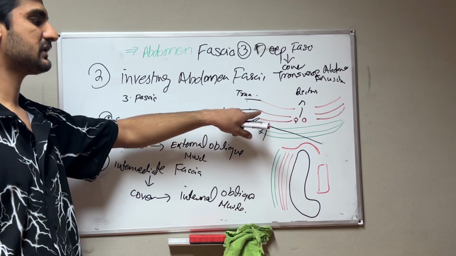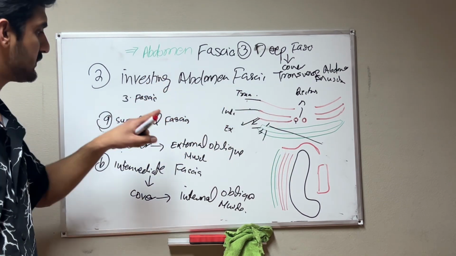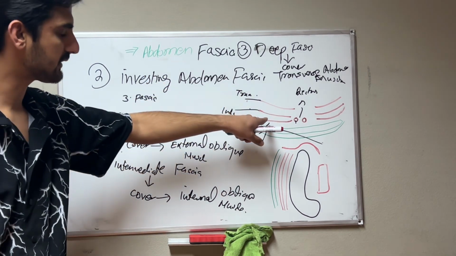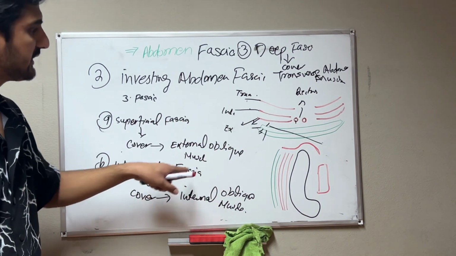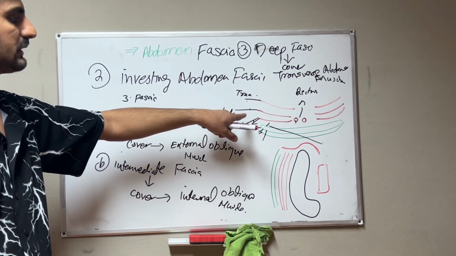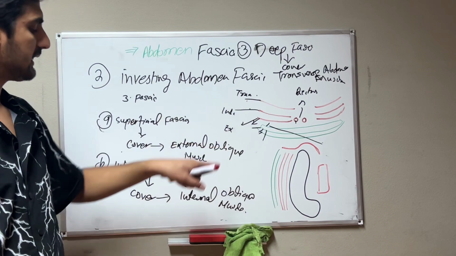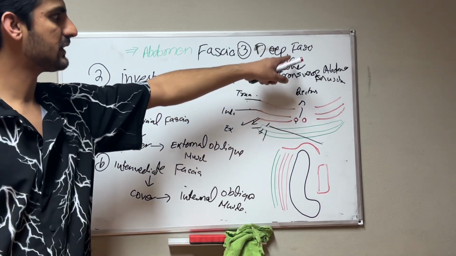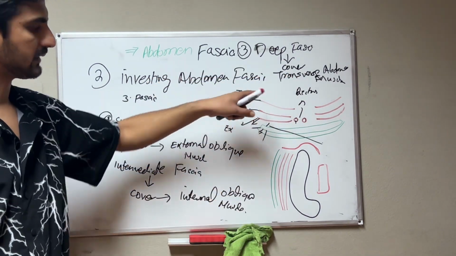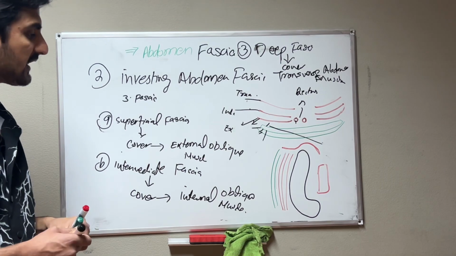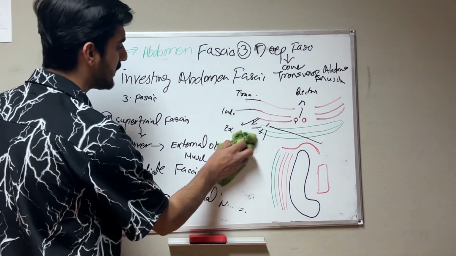The investing abdomen fascia is divided into three fascia: one is the superficial fascia, which covers the external oblique muscle. Then we have the intermediate fascia, the middle one, covering the internal oblique muscle. And the last one we have the deep fascia, which covers the transverse abdominis muscle.